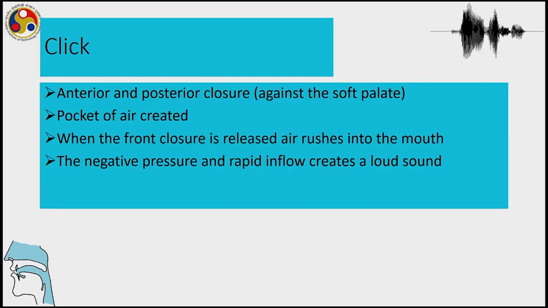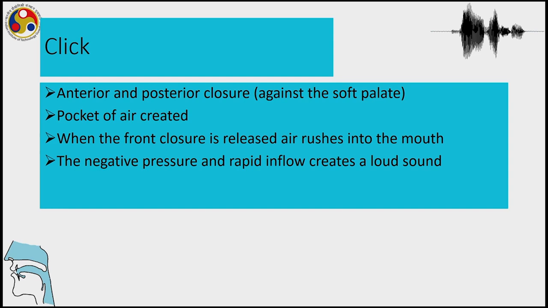As we have just seen, clicks involve two closures, an anterior and a posterior closure, and a pocket of air is created. When the front closure is released, air rushes into the mouth, and a negative pressure and rapid airflow create a loud sound. So: two closures and a pocket of air created, and when the front closure is released, the air rushes into the mouth.